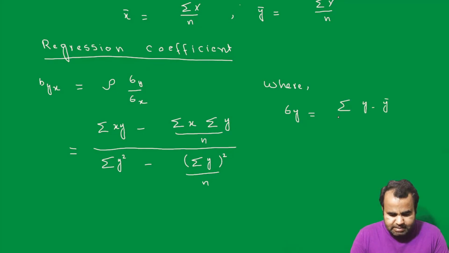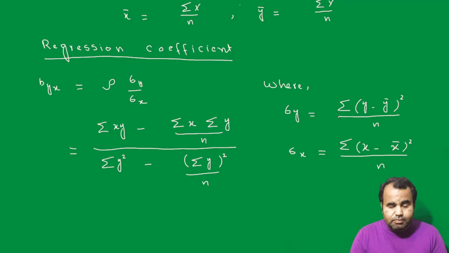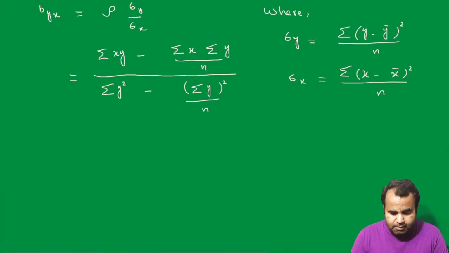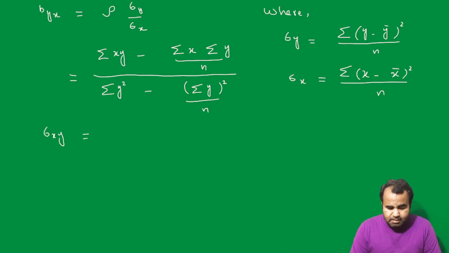The value of sigma y is equal to the square root of summation y minus y bar square, divided by n. Similarly, the value of sigma x is equal to the summation of x minus x bar, whole square, divided by n. That was the regression coefficient byx, now we will talk about the regression coefficient bxy.